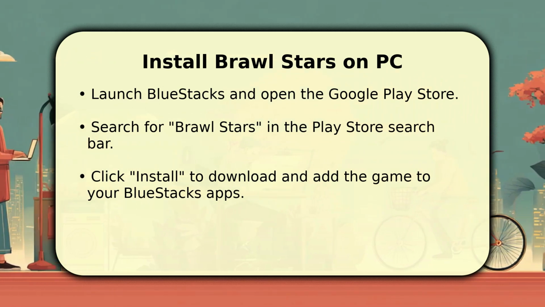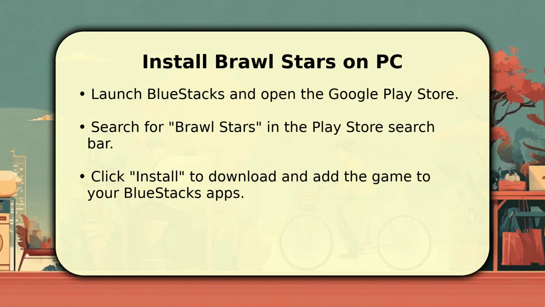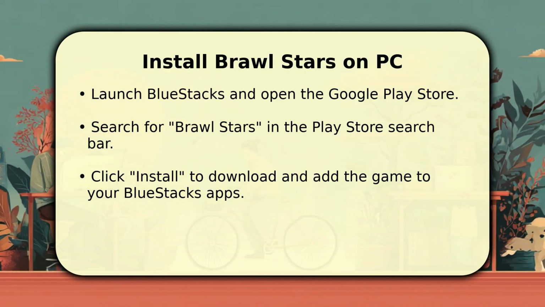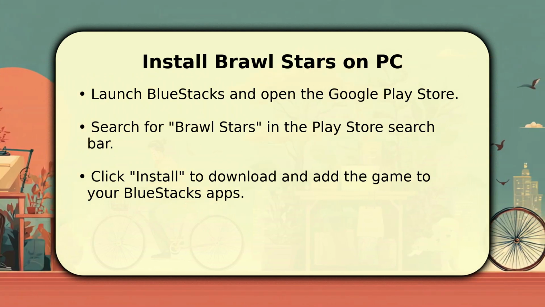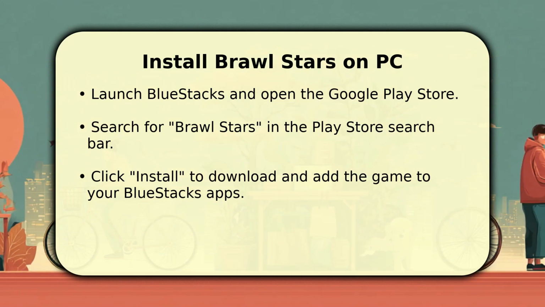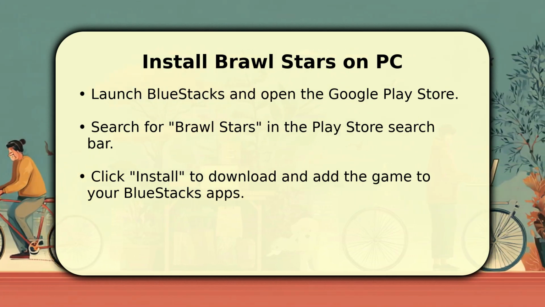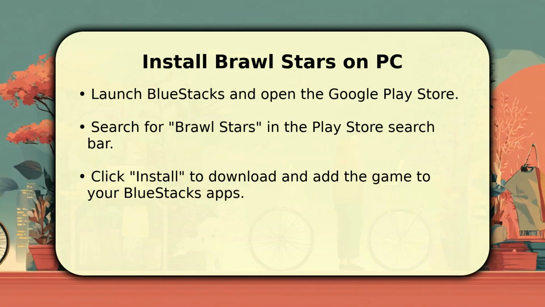You will see an interface that closely resembles an Android tablet. Locate and click on the Google Play Store icon, then use the search bar at the top to type in Brawl Stars. Select the official game from the search results, then simply click the Install button. The game will quickly download and be ready to launch directly from your BlueStacks home screen.